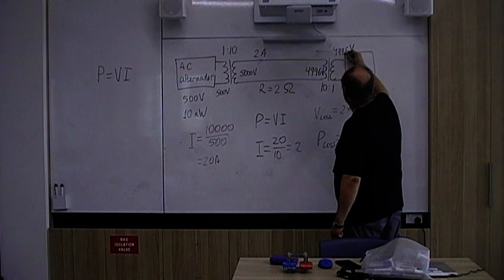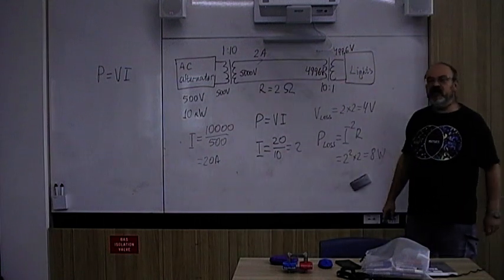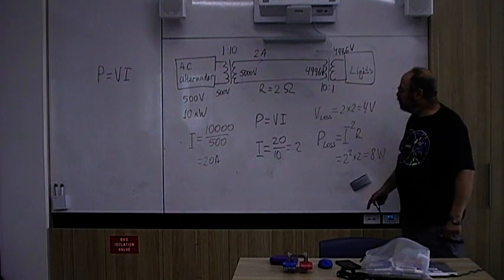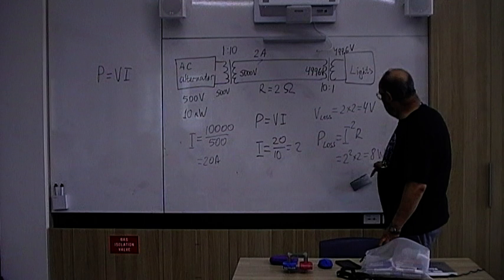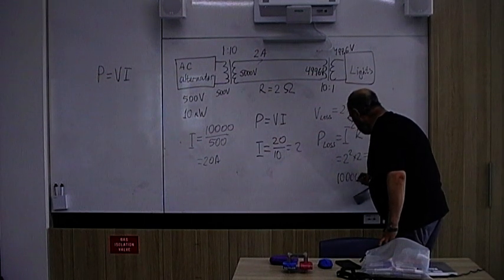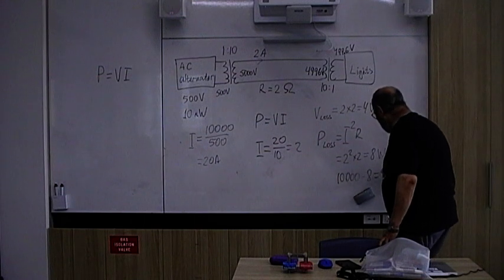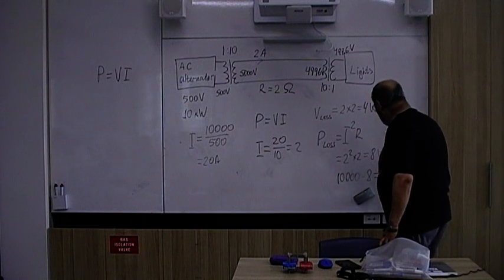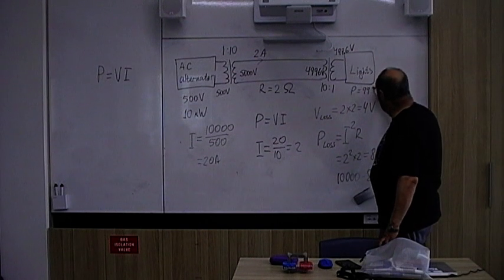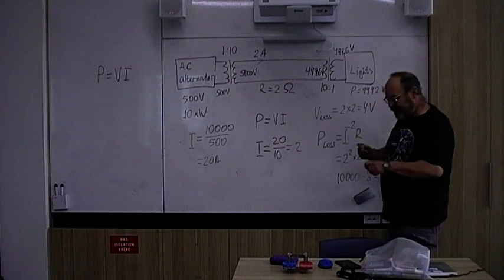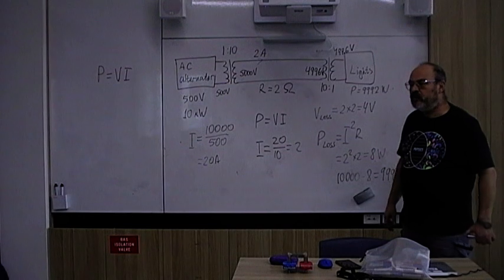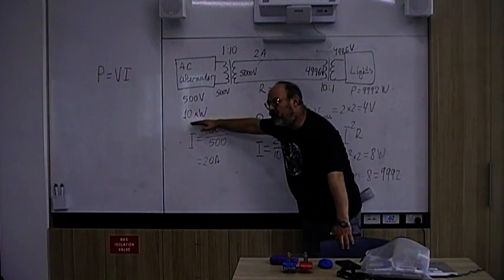499.6 volts. You see, we delivered almost all 500 volts. And what power will be delivered? 10,000 minus 8 equals 9,992 watts. We delivered 9,992 watts.